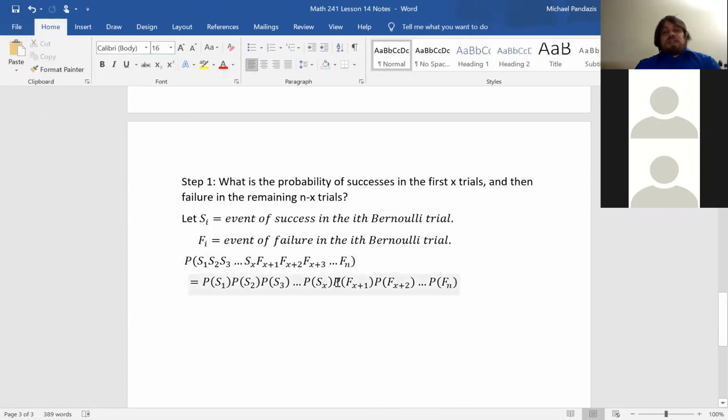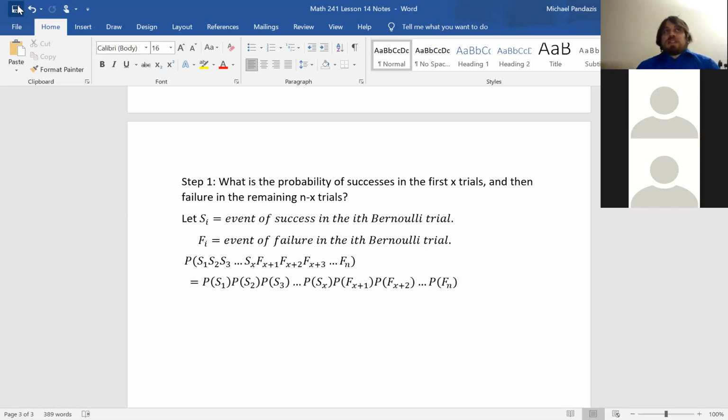Okay, so you succeed in the first X and then you fail in the remaining N. But each of these events is independent, which means that the probability of all of them happening is the product of their respective probabilities. Like if you flip a coin twice, and you want to know the probability of getting 2 heads, you could say it is the probability of getting the first head times the probability of getting the second head, because each coin flip is an independent event.